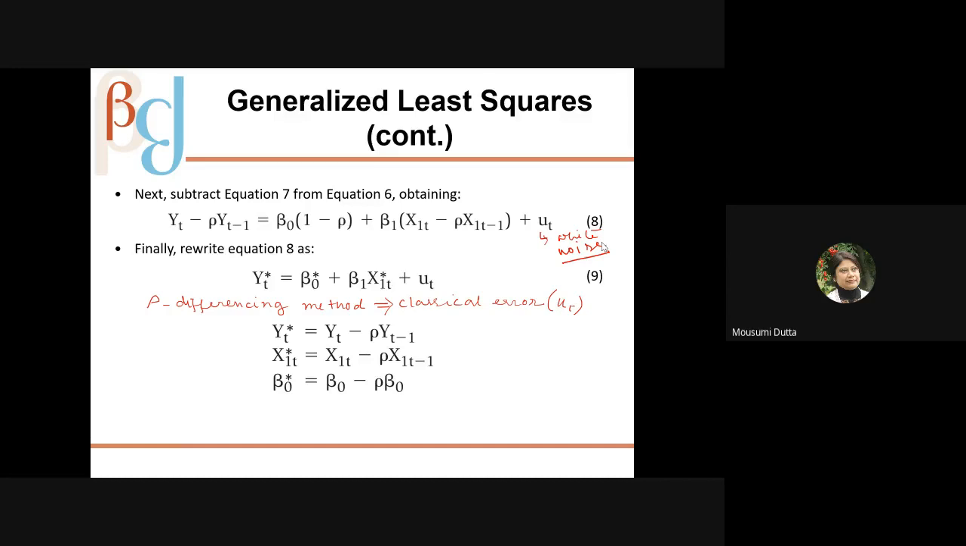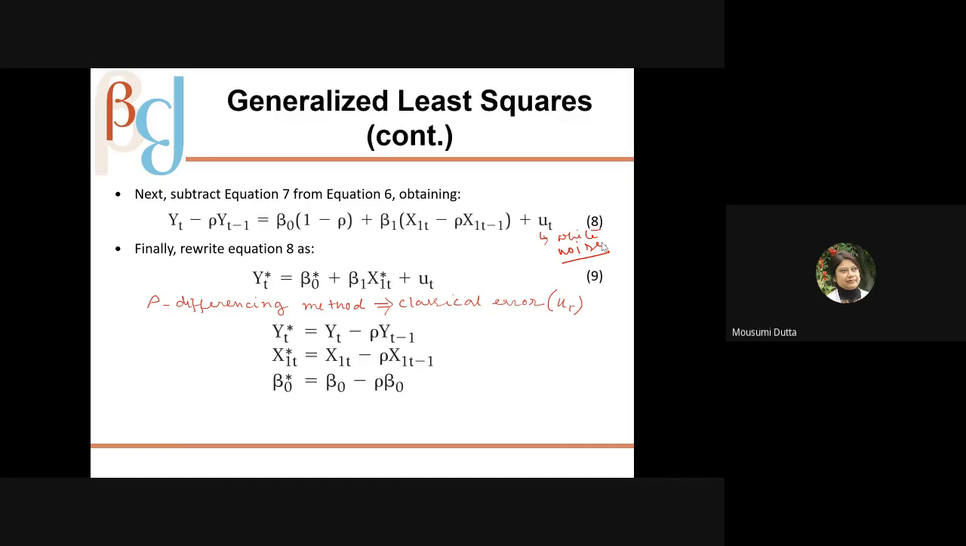Okay. The meaning of yt star, as I mentioned, is yt minus rho yt minus 1, x1t star is x1t minus rho x1t minus 1, and beta naught star is equal to beta naught minus rho beta naught. Okay, so this is the rho differencing method.